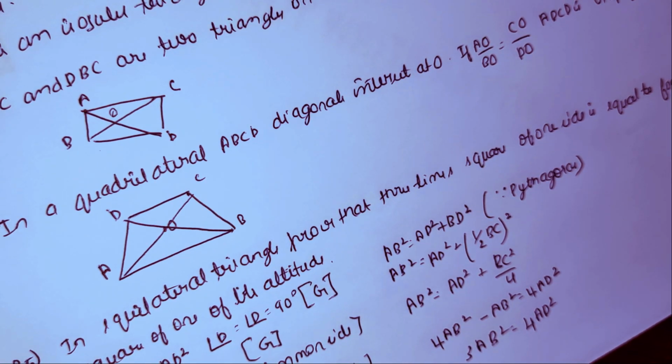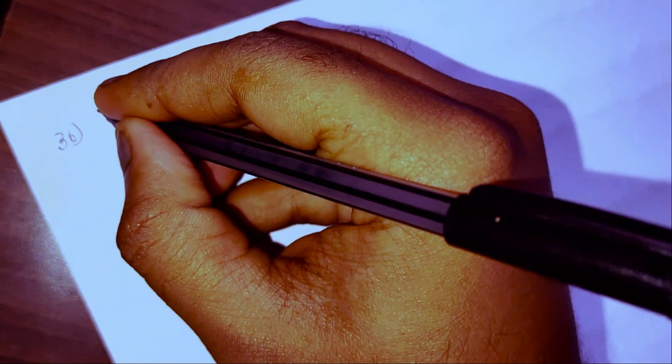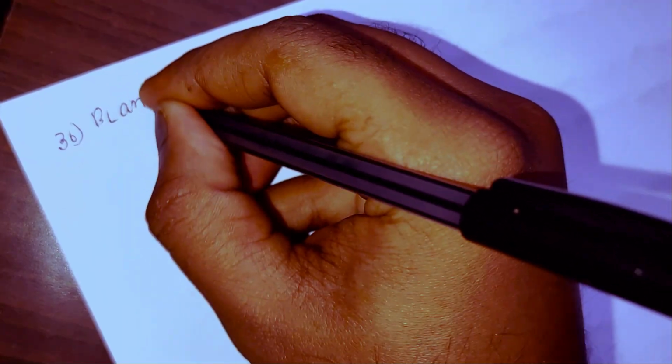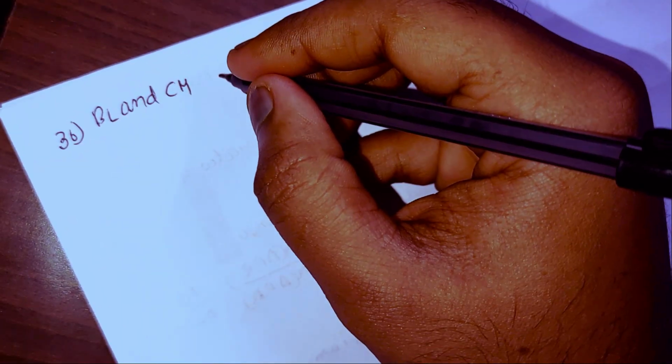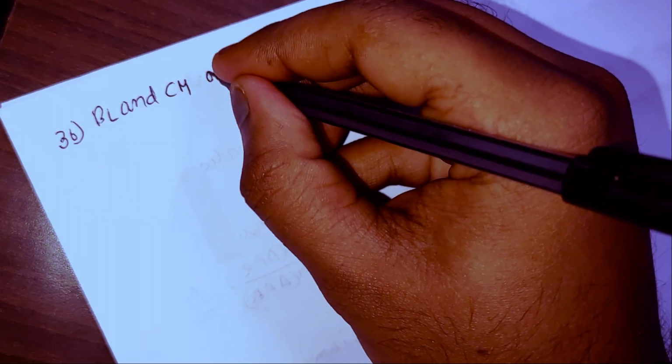Now we will move into the 36th question. 36th question. BL and CM are medians of triangle ABC.